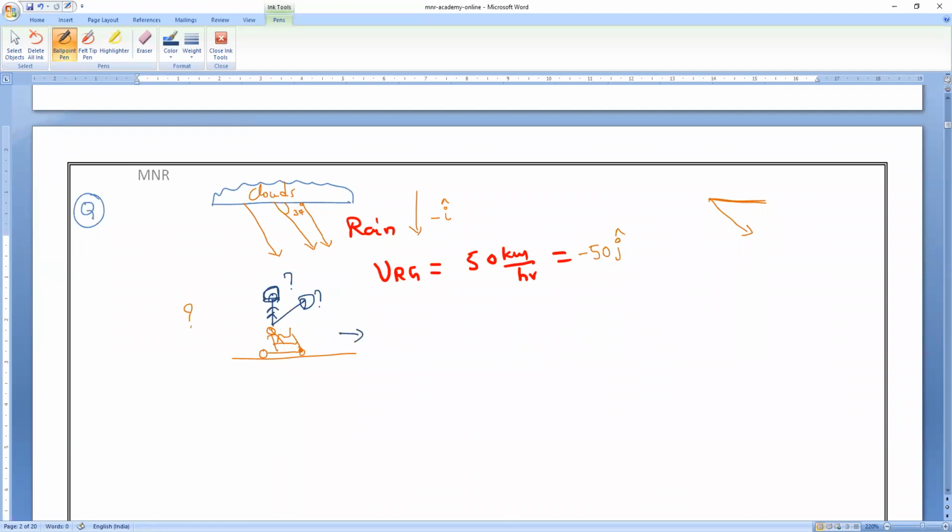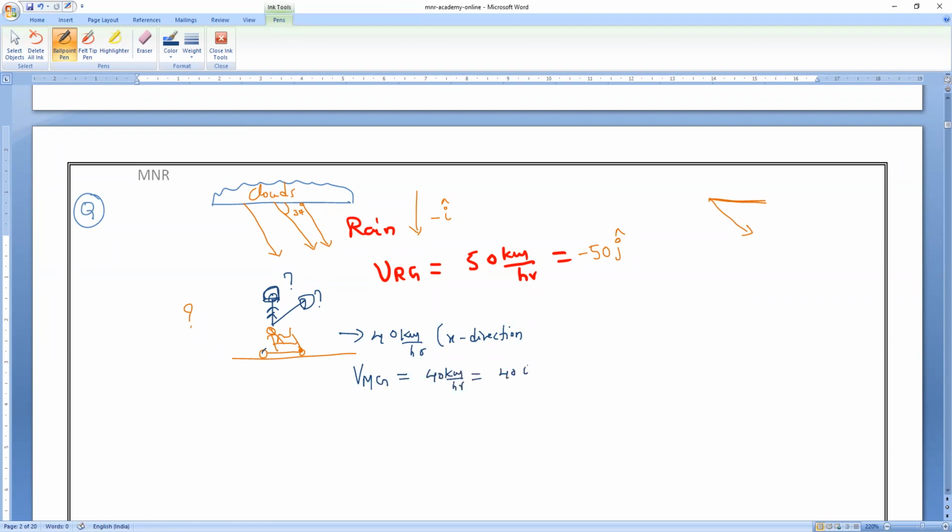And this person is traveling on a bicycle at 40 kilometers per hour. Which direction is he traveling, plus x or minus x? Plus x. Then what is this force actually? It is the velocity or speed of the man with respect to ground, which is equal to how much, guys? 40 i cap, in kilometers per hour.